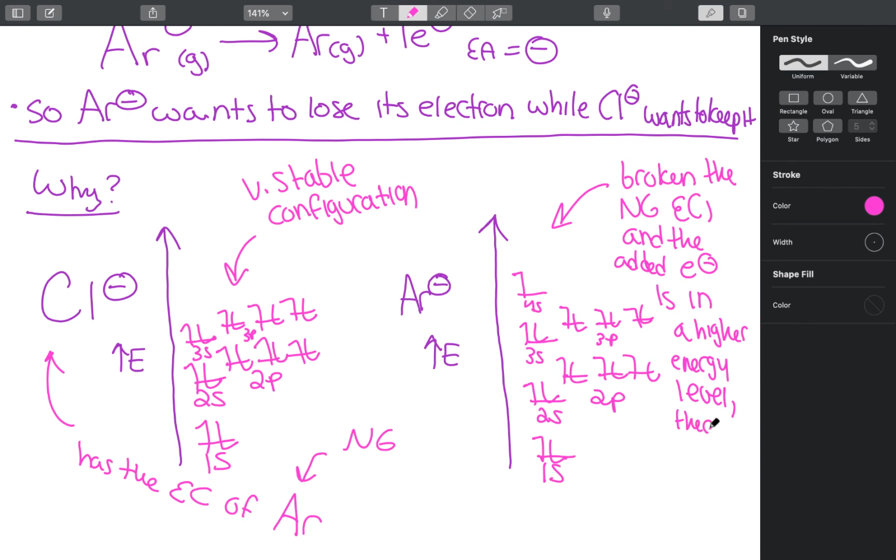Therefore, this electron is very easy to lose. And argon wants to go back to its noble gas configuration. So it does not want to keep this electron, and it wants to go back to its noble gas configuration. And that is why noble gases have lower electron affinity values than halogens. So that is the first exception.